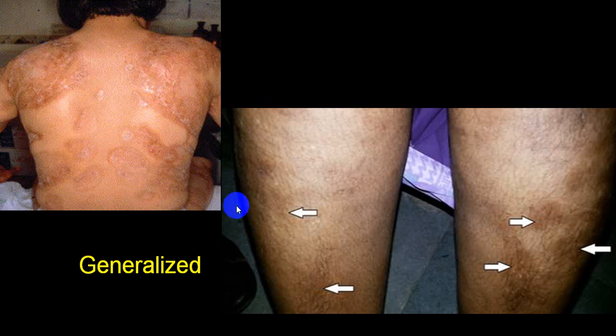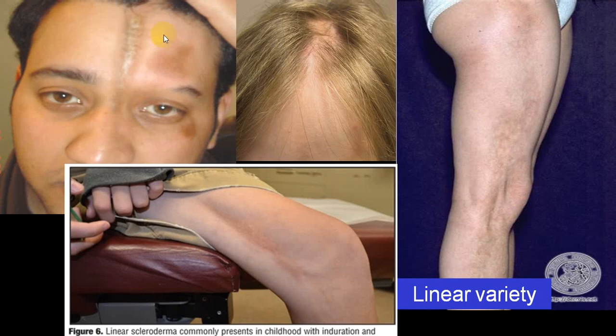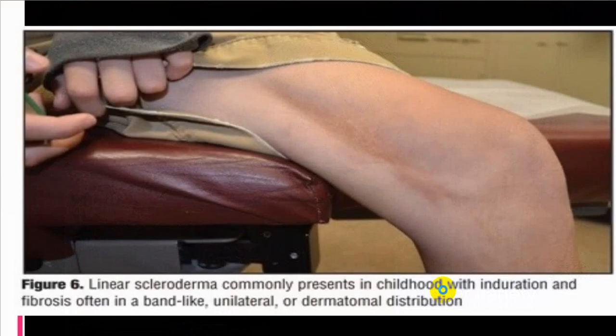This is involvement of the skin. You can see this. But this is involving the entire body, so it becomes generalized. You can see this is typical involvement of the skin. Chest, lower limb, upper limb, etc. are involved. This will be the generalized variety. This is the linear variety. You can see, linear variety.